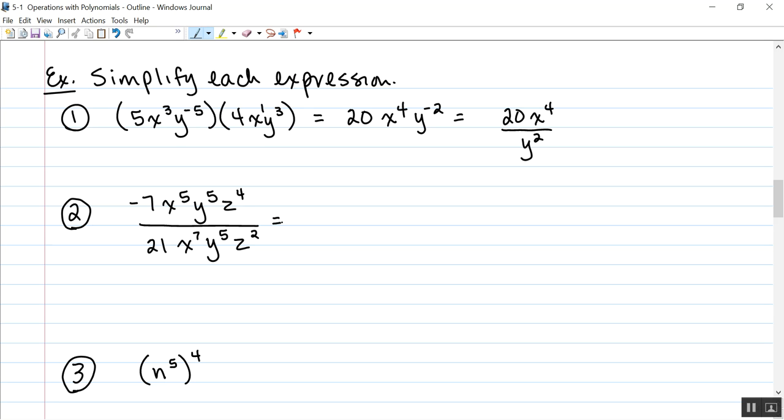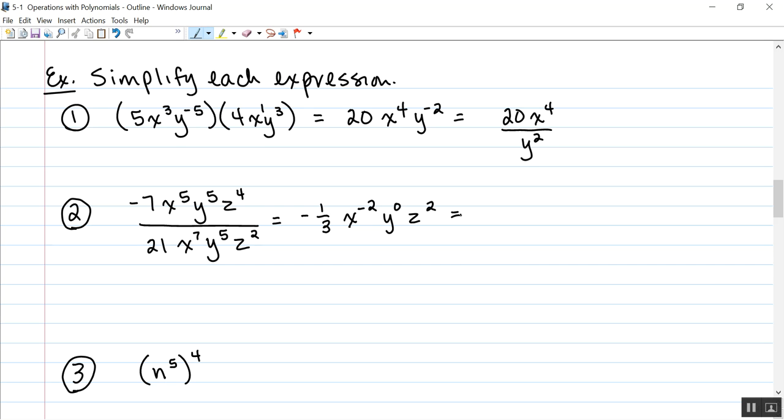I'm going to deal with this kind of as 4 different problems. I'm going to deal with my coefficients, my x's, my y's, and my z's. So negative 7 over 21 is the same as negative 1/3, dividing top and bottom by 7. X to the fifth divided by x to the seventh is x to the negative 2, because 5 minus 7 is negative 2. Y to the fifth divided by y to the fifth, subtract, that gives me y to the 0. And then z to the fourth times z divided by z squared gives me a z squared.